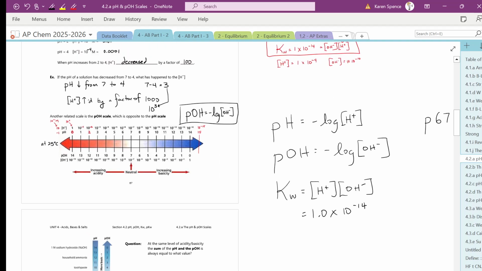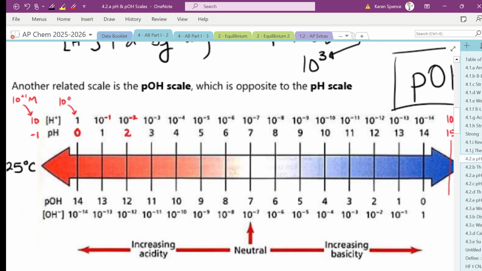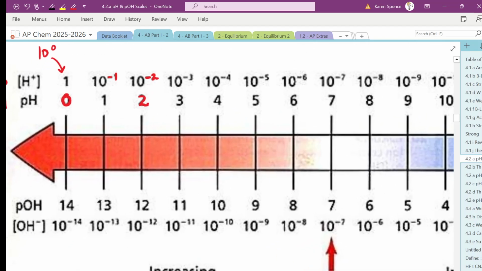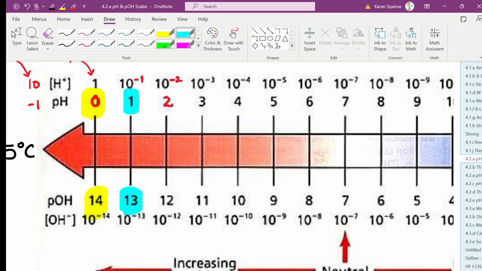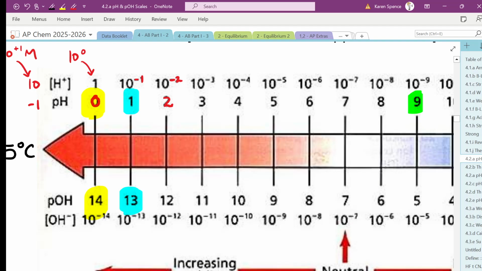Okay, cool. So one thing I want you to notice on here is that when we have a pH of 0, pOH is 14. When we have a pH of 1, pOH is 13. When we have a pH of 9, pOH is 5. What can you tell me about the relationship between pH and pOH?